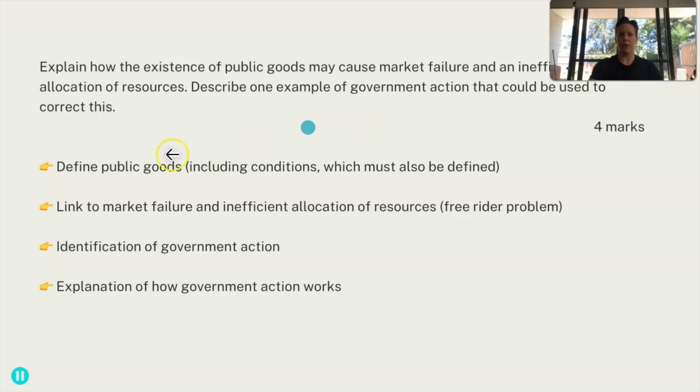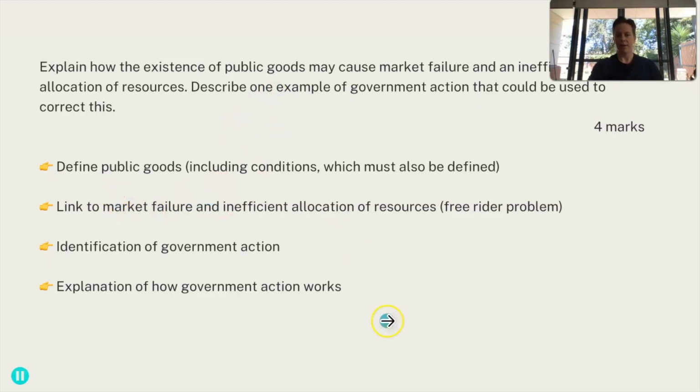So the first part of the question, explain how the existence of public goods may cause market failure, right? That's the first question. Then you need to link that to an inefficient allocation of resources. So there's two things there that you need to make sure that you're addressing in your response. Then there's a whole new question. You need to describe one example that the government could take to then correct this type of market failure.